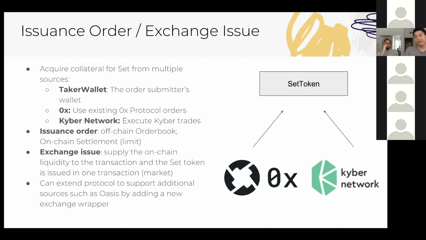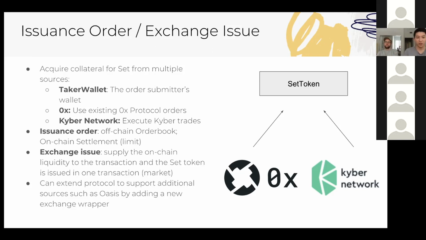And so you would sign that order, post it to any off-chain order book, and someone else can come along, read the order book, take that order, and submit it to the system along with two or three 0x orders, maybe one Kyber reserve, and all of those things get executed at once. And the incentive for the taker would be to take arbitrage on the spread of the orders for the individual components. So you could think of that as a limit order.